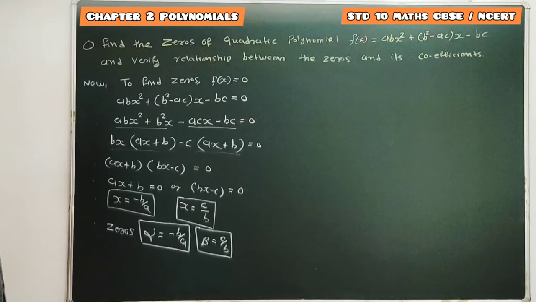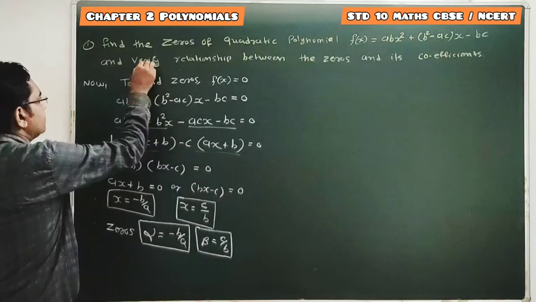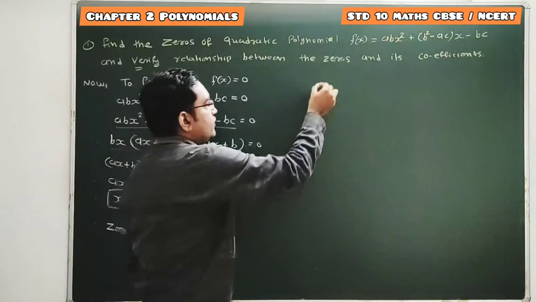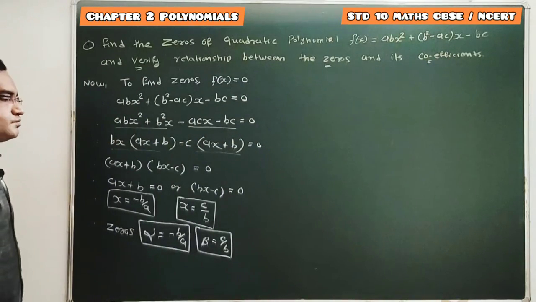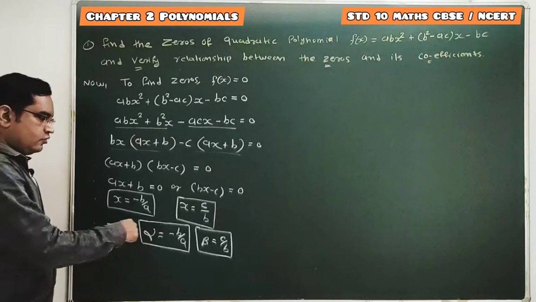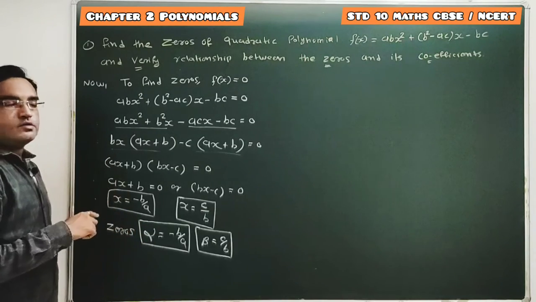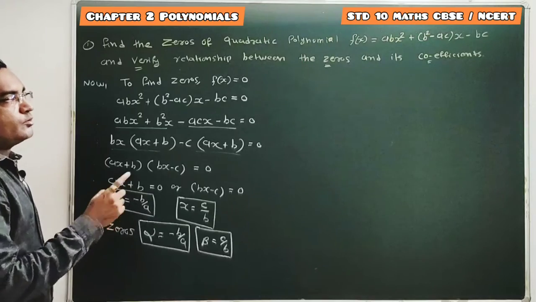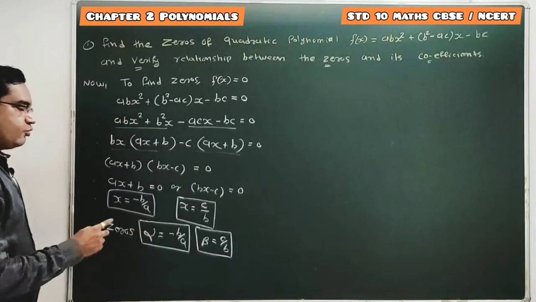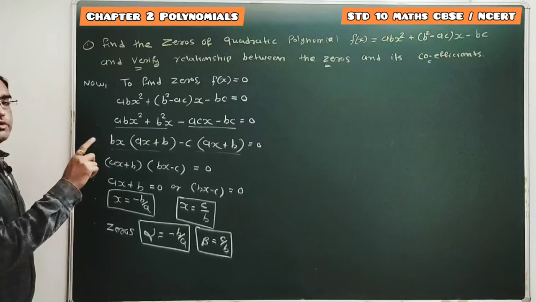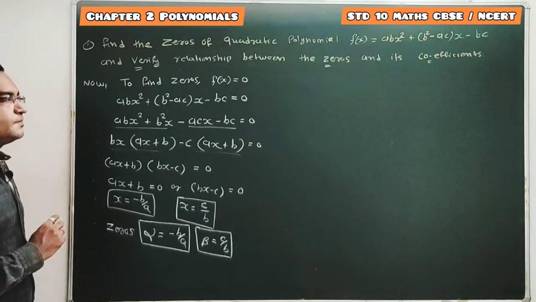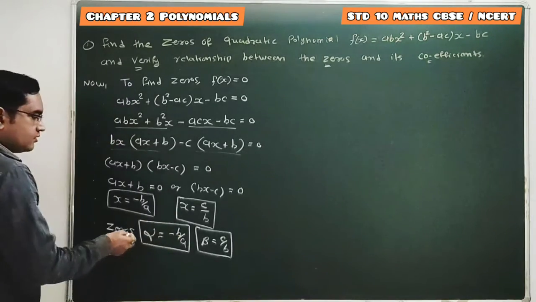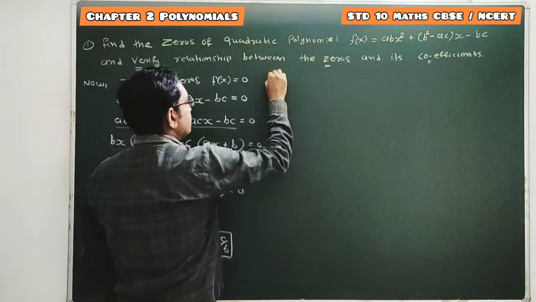Now we have to verify the relationship between zeros and coefficients, and all of you know what we have to prove. We have to prove that the sum of zeros is equal to minus of the coefficient of x upon the coefficient of x square, and the product of zeros is equal to the constant term upon the coefficient of x square. Done, this is what we have to prove.